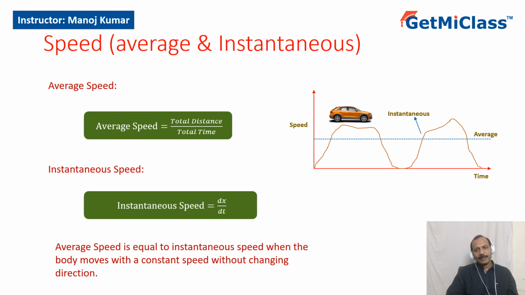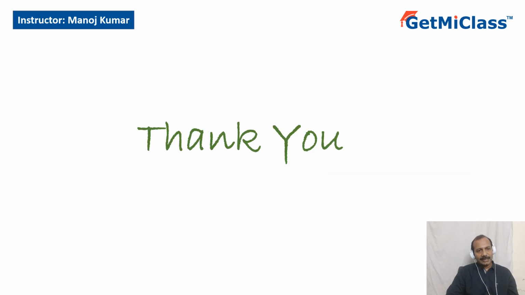And under what condition would average speed be equal to instantaneous speed? Average speed would be equal to instantaneous speed when the object is moving with a constant speed without changing direction. So if the object doesn't change its direction and maintains its speed as constant, then average speed is equal to instantaneous speed. I hope you could understand the basic things, that is distance, displacement, speed. And within speed, what is average speed and what is instantaneous speed.